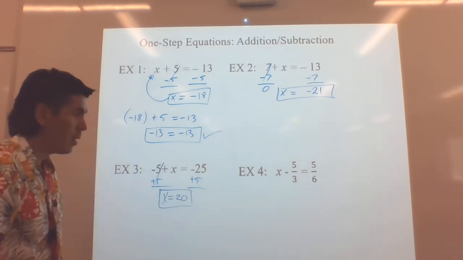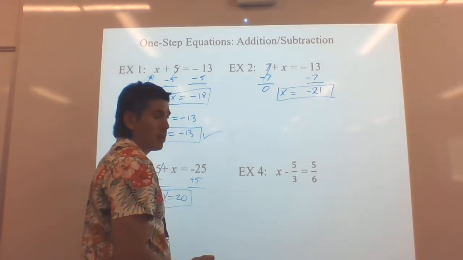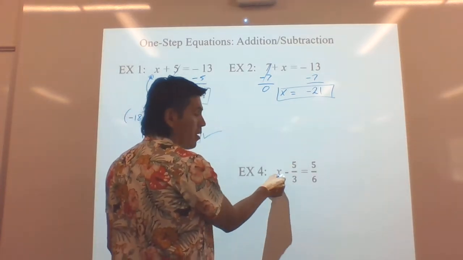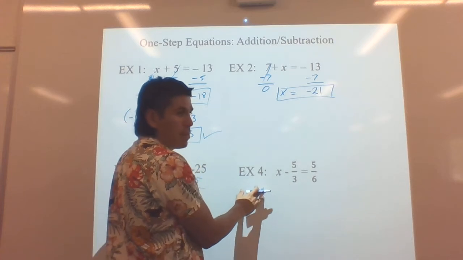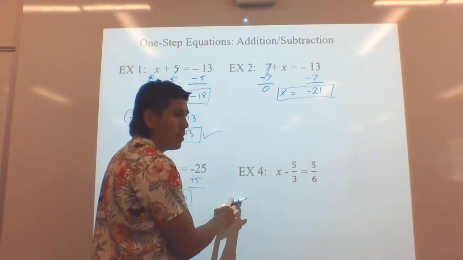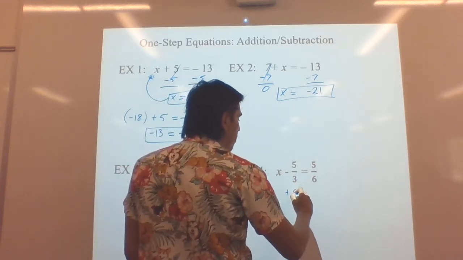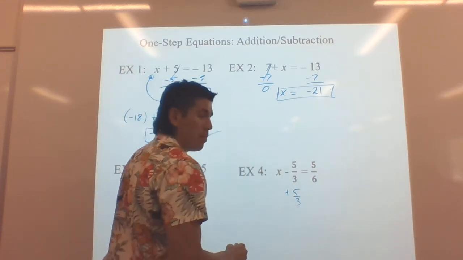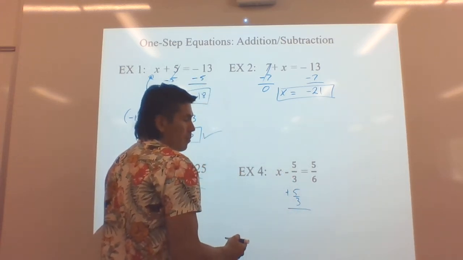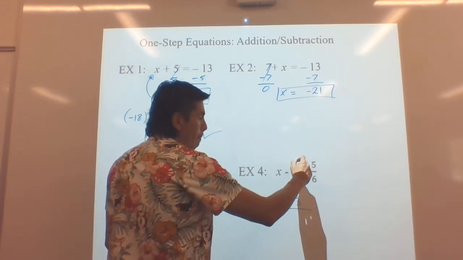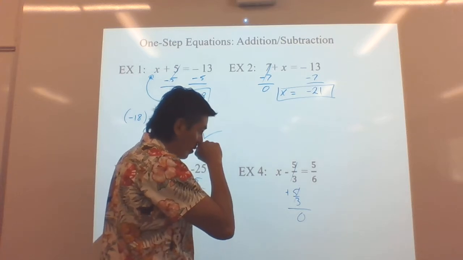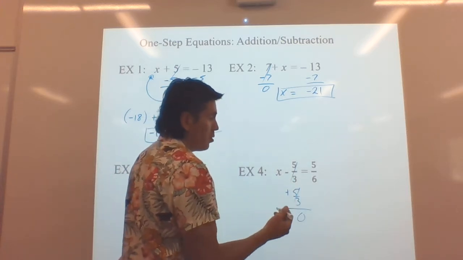Next one. Example 4. We have a fraction. Don't be afraid of fractions. What's happening to my variable? Well, there's a fraction happening to it. Is the fraction positive or negative? It's negative. So what's the opposite of negative 5/3? Positive 5/3. Negative 5/3 plus 5/3? That just cancels, equals 0. What we do to one side, we do to both sides.